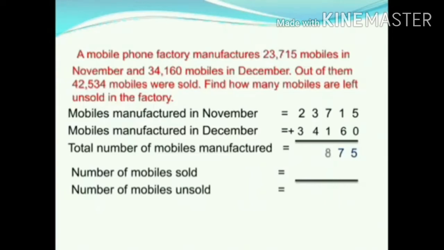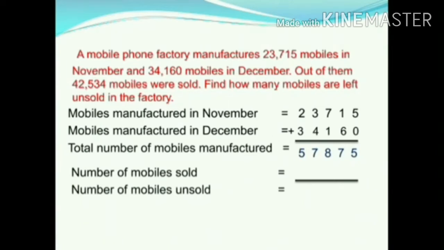Next we should add the digits in thousands place. They are 3 and 4. 3 plus 4 is equal to 7. So we will write 7 in thousands place. Next we should add the digits in 10,000s place. They are 2 and 3. 2 plus 3 is equal to 5. So we will write 5 in 10,000s place. The total number of mobiles manufactured is 57,875.